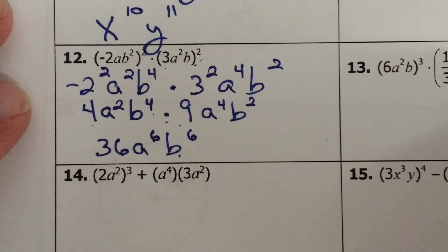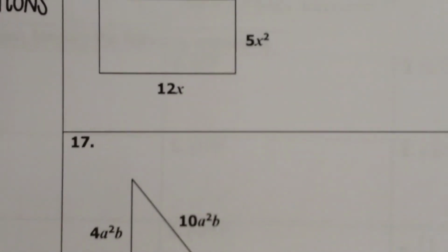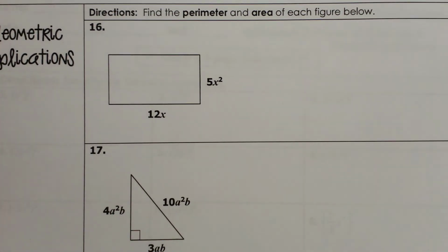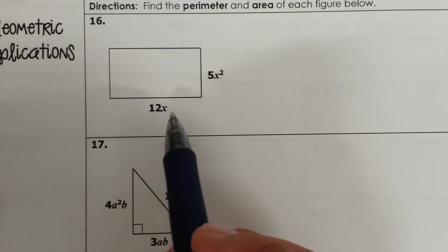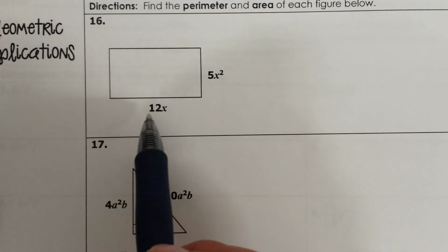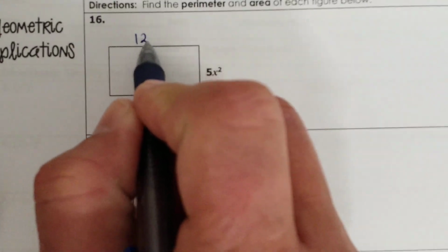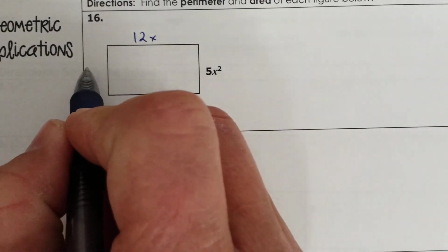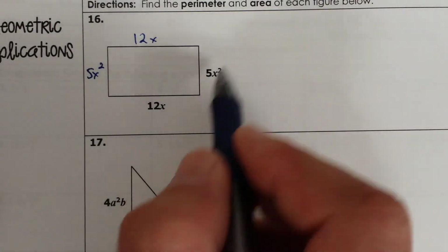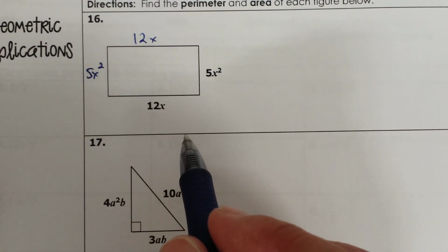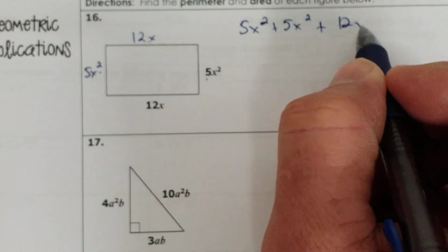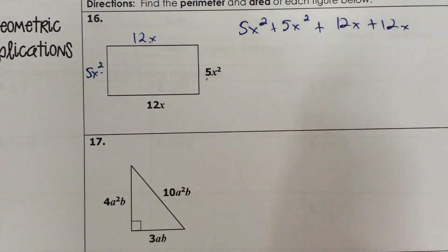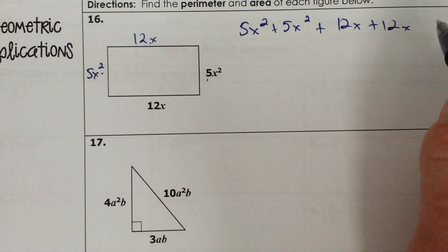Okay, let's look at some geometry applications for this. Find the perimeter and area. Well, the perimeter means the distance around. And if this is a rectangle, if this side's 12x, this side's 12x. And if this side's 5x squared, this side's 5x squared. So the perimeter is just all sides added up. So I'm going to take 5x squared plus the other side, 5x squared, plus 12x, plus 12x.